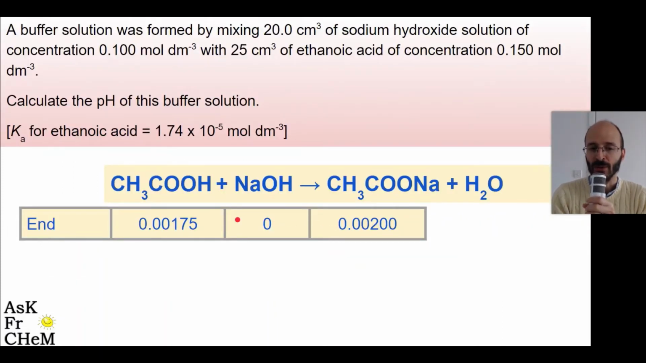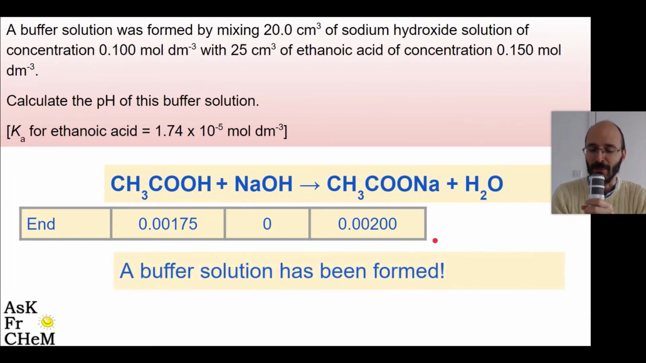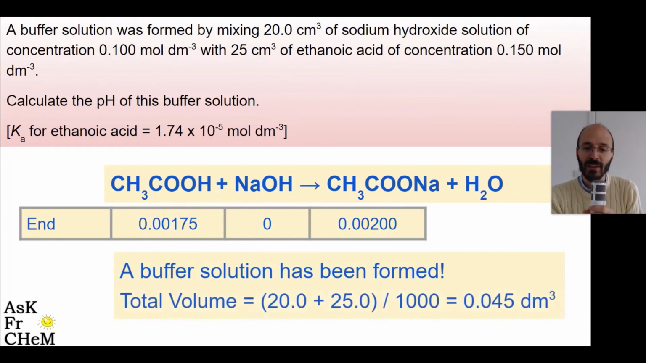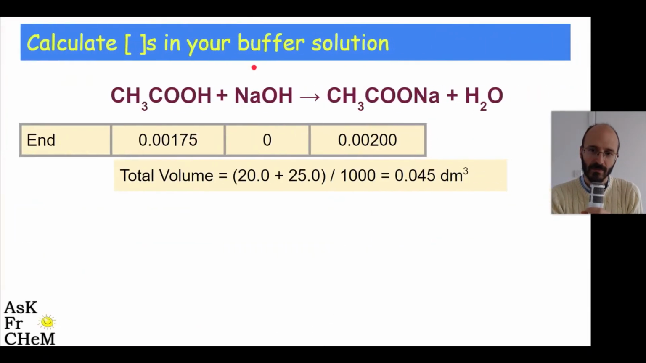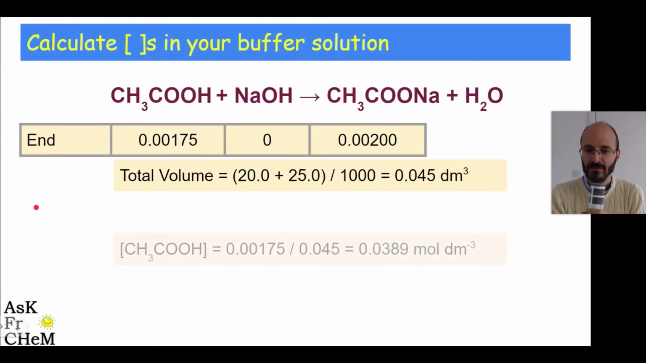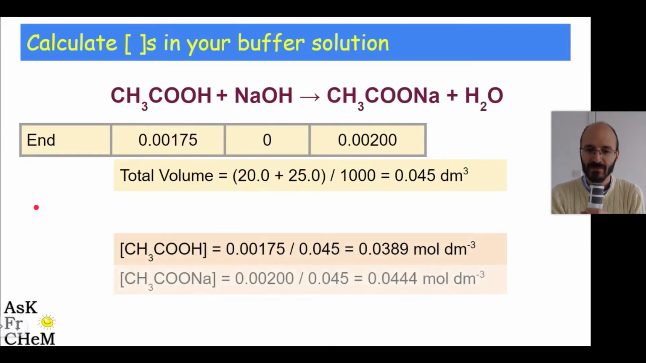Eventually, we have a solution with a weak acid and the salt of the weak acid. And what is that? You tell me? It's a buffer. That's a buffer. So yeah, now we calculate the volume of the buffer, which is this 20 centimeter cube plus this 25. You've got the moles from before, you've got the total volume. What comes next? Concentrations. There you go.